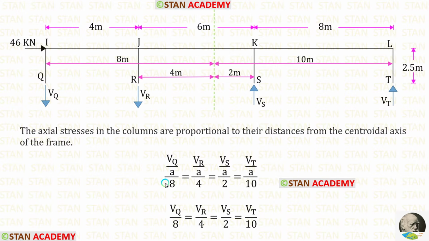Now let us enter the centroidal distances. For the member IQ, it is 8. For the member JR, it is 4. For the member KS, it is 2. And for the member LT, it is 10. We can eliminate area. Finally, we will get these.